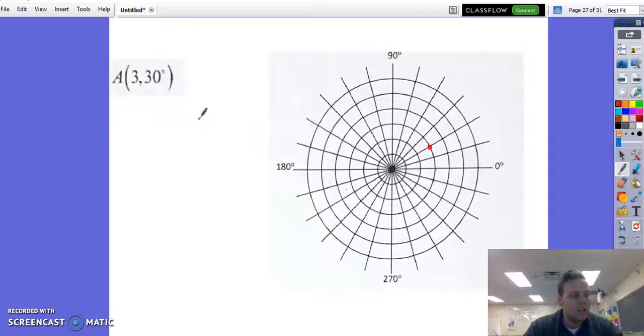Let's do D, number 4, real fast too, where it asks you to plot D at 2, negative 60. So, negative 60 degrees. Well, let's see, where would 60 be? A positive 60, it'd be up 15, 30, 45, 60, so it'd be up 4 lines. So negative 60 is just down 4 lines. So you go to 2, you go down 1, 2, 3, 4. So bam, that's where D would be.